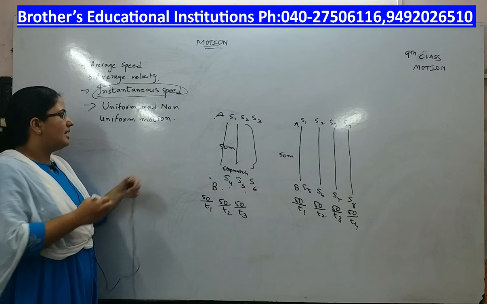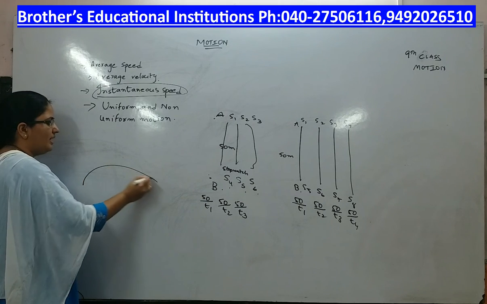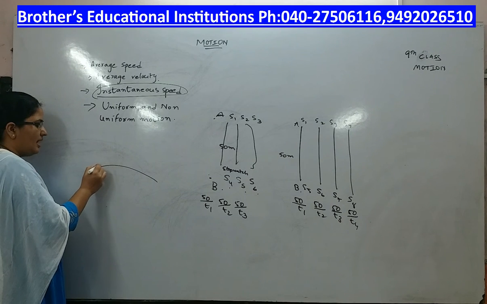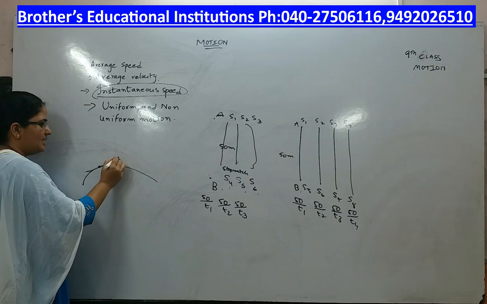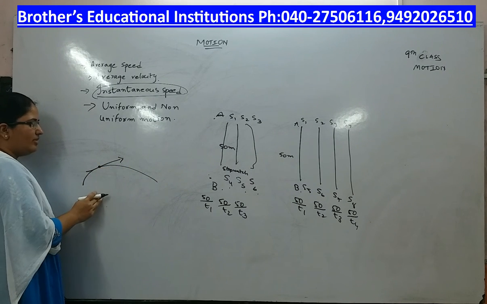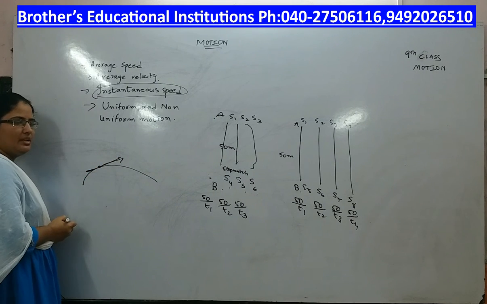Now before going to that, let us discuss the direction of velocity. Let us say a body is moving in a curved path like this. I want to know the direction of velocity at this point. For that I need to draw a tangent here like this. This tangent indicates the direction of velocity and the length of this line indicates speed.